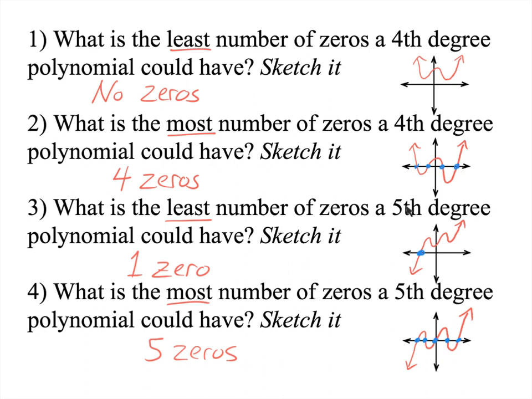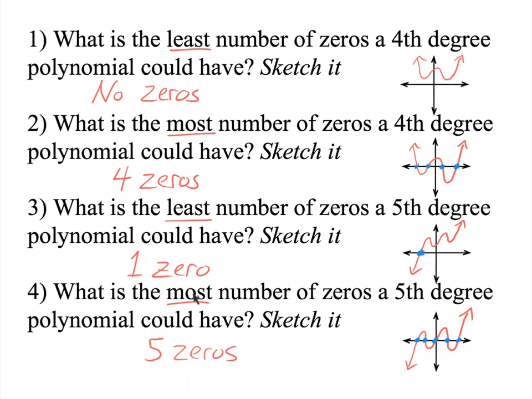So for a fifth degree, the least number of zeros is always going to be 1. Because with an odd degree, one side goes up, one side goes down, so it always has to hit at least one spot. There's no way to get no zeros like an even degree. So it has to hit at least once. You have 1 zero on this one, and then you have a whole bunch of imaginary zeros.